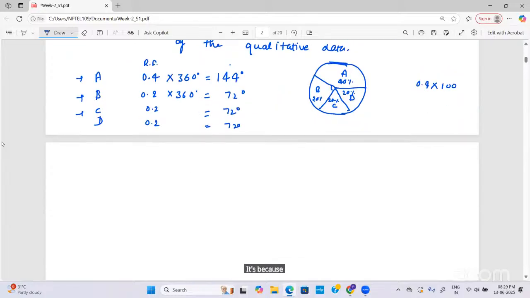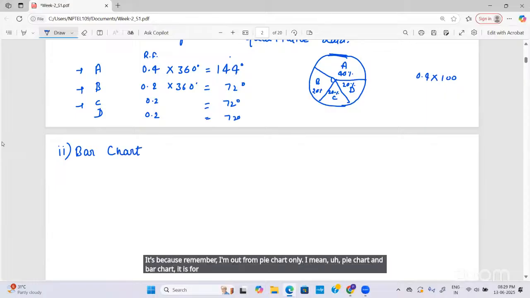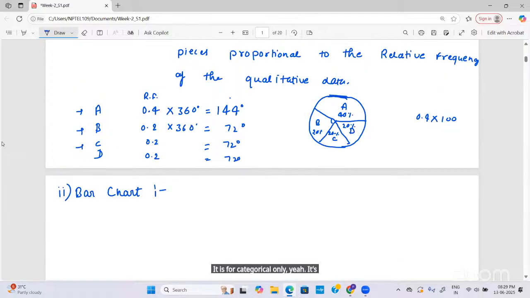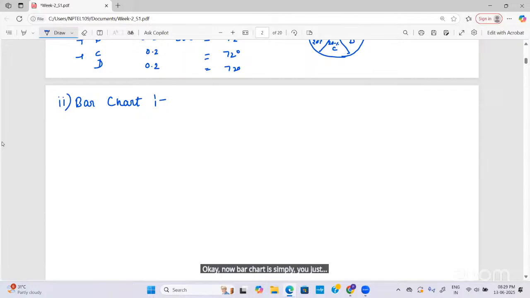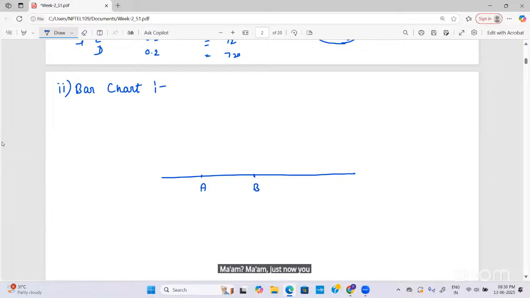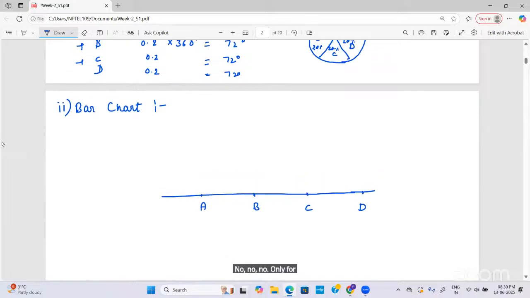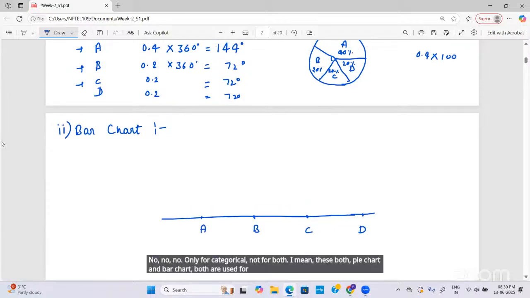Excuse me, ma'am, a doubt from the pie chart only. The pie chart and bar chart, are they for only categorical data or for categorical and numerical both? Pie chart is for categorical only. Both the charts are for categorical data only, not for both. Okay, now the bar chart is simply, I'm not writing the definition, I hope it's clear to everyone. In a bar chart, we represent all the categories on the x-axis.